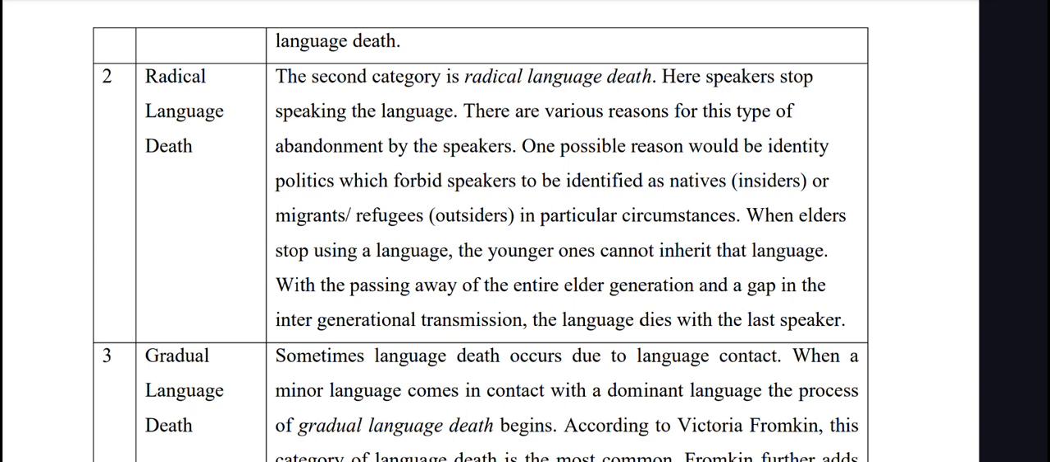When people stop using a language, the younger ones cannot inherit that language. With the passing away of the elders, a gap in the intergenerational transfer of the language develops, and the language dies with the last speaker.